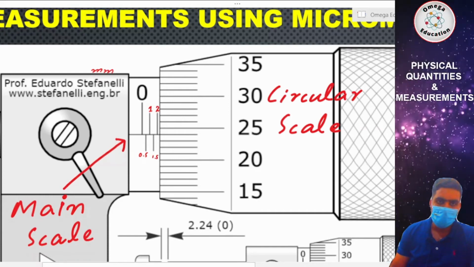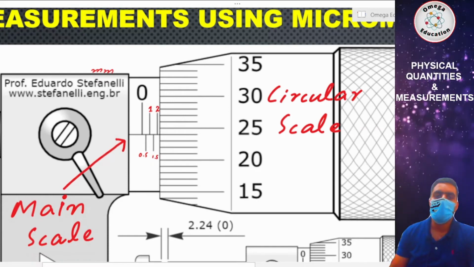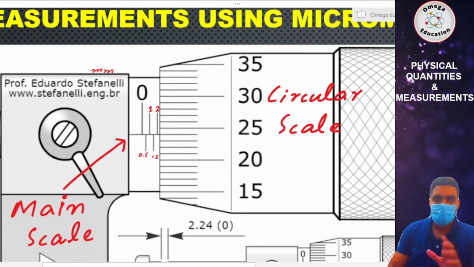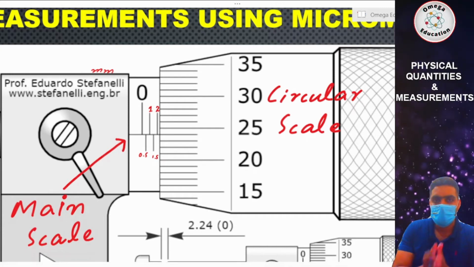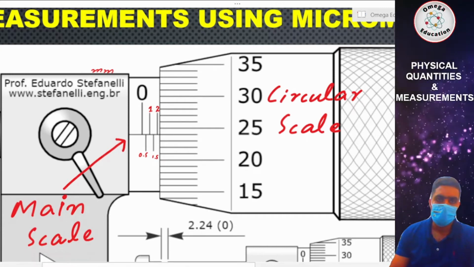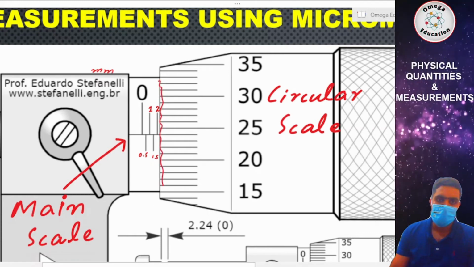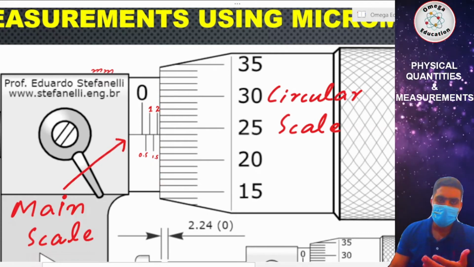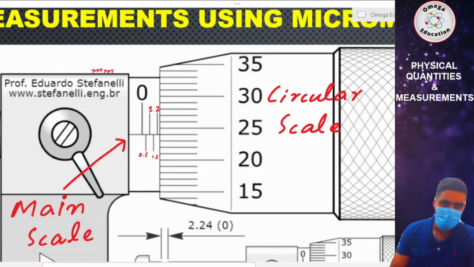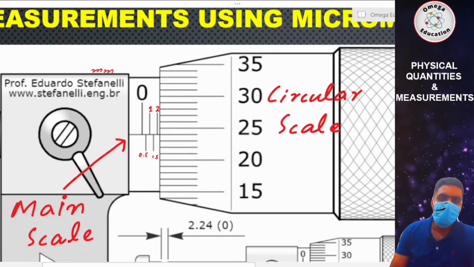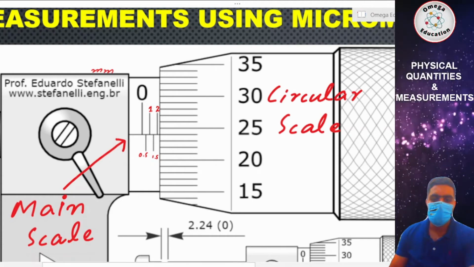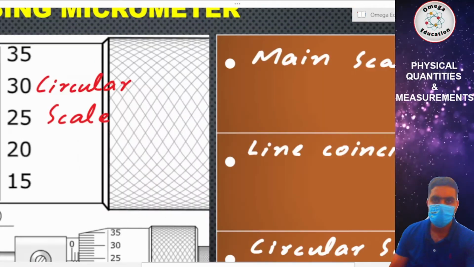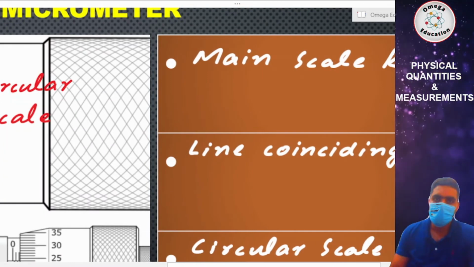Now, we have to look for how many lines are being covered on the main scale, till this point. You see 0, 1, 1.5, 2. We can see till line number 2 on the main scale. So we can safely write that the reading from the main scale is 2 millimeters. This is the reading that we got from the main scale.